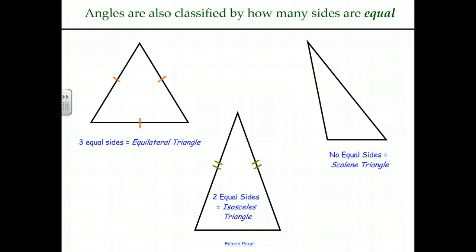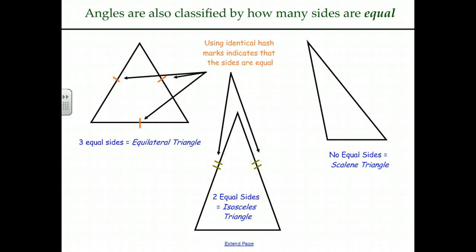So one thing you may have noticed is that in the equilateral triangle, each side has an orange hash mark. And in the isosceles triangle, each side has 2 green hash marks. And those hash marks are used to indicate that the sides are equal. As long as those hash marks are identical on the triangles, it shows that sides with identical hash marks are equal. So you can see this scalene triangle is an obtuse triangle.